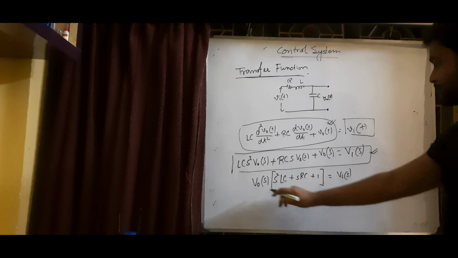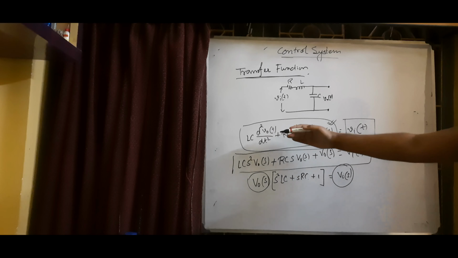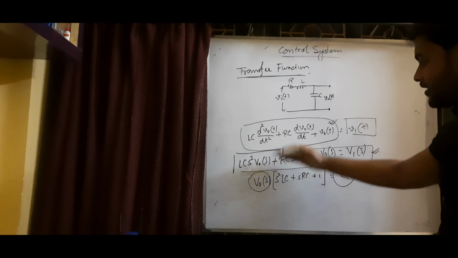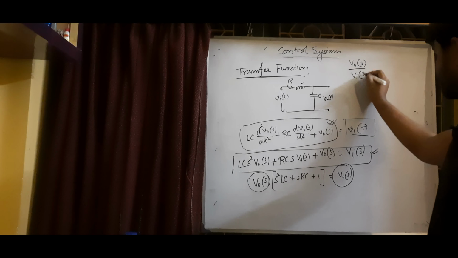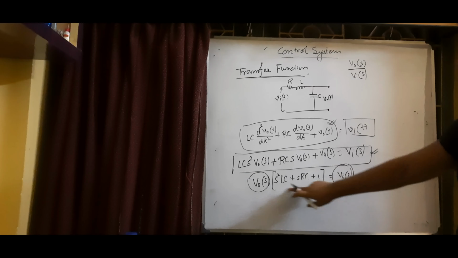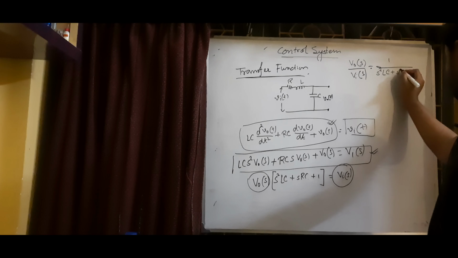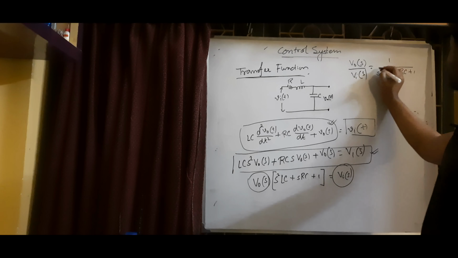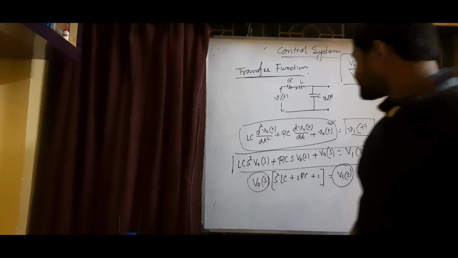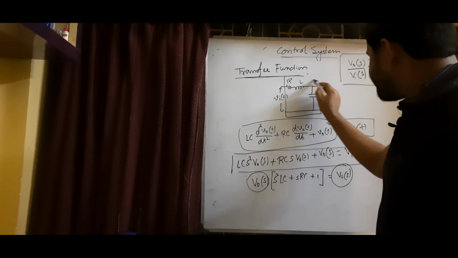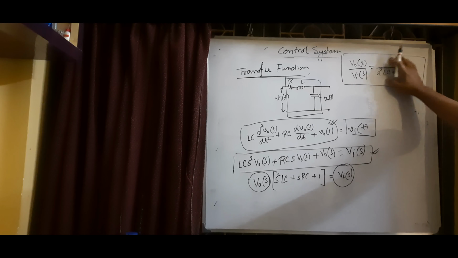Okay, so this is the Laplace transform of output, the Laplace transform of input, and this system is analyzed while the initial conditions are 0. So v naught s by VI s, if I take this to this side, it will look like 1 by s square LC plus s RC plus 1. This is the transfer function of this system. So the electrical system which is here, its transfer function is as obtained.